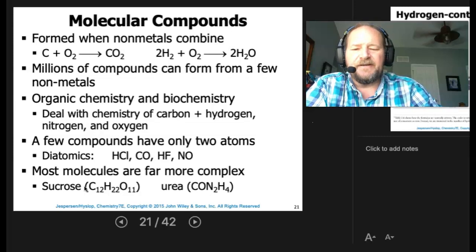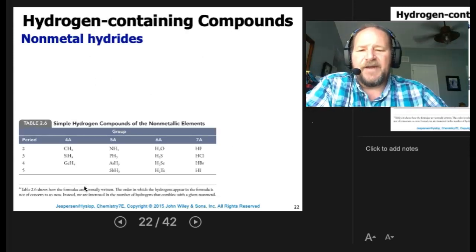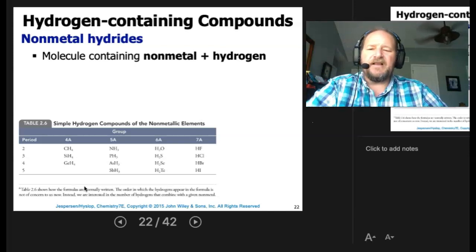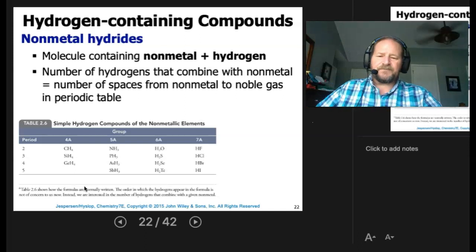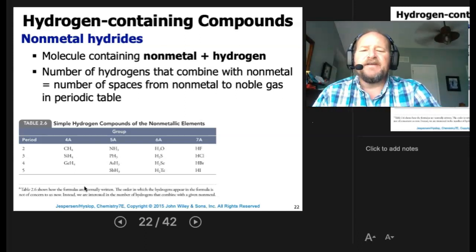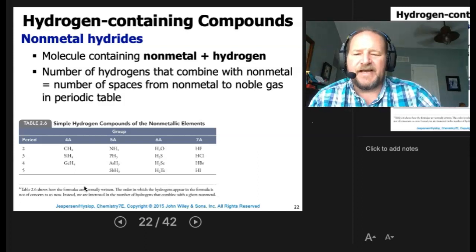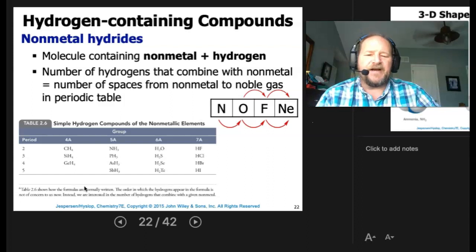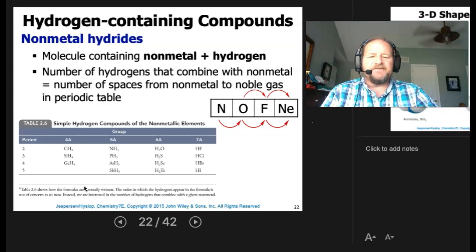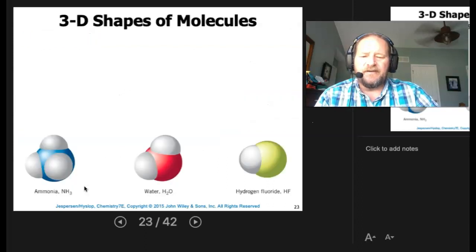So hydrogen-containing compounds: for nonmetal hydrides, you get a molecule containing a nonmetal and hydrogen. The number of hydrogens that combine with a nonmetal equals the number of spaces from the nonmetal to the noble gas in the periodic table. So nitrogen, for instance, is going to have 3 hydrogens. Oxygen is going to have 2 hydrogens. Fluorine is going to have 1 hydrogen.